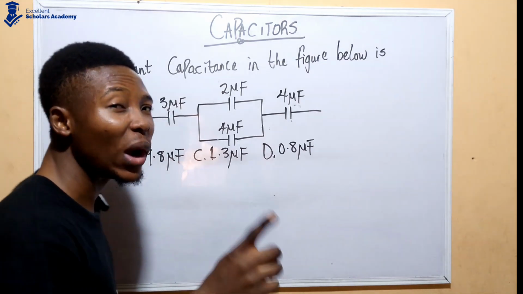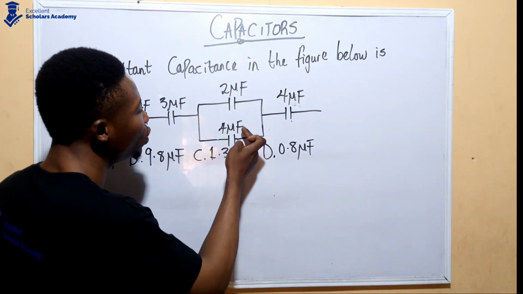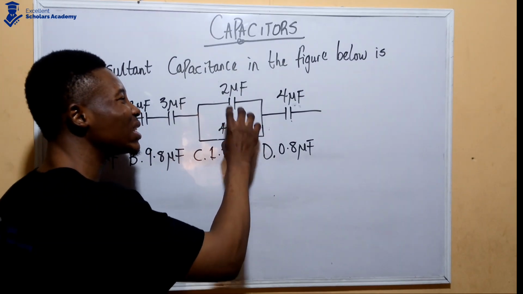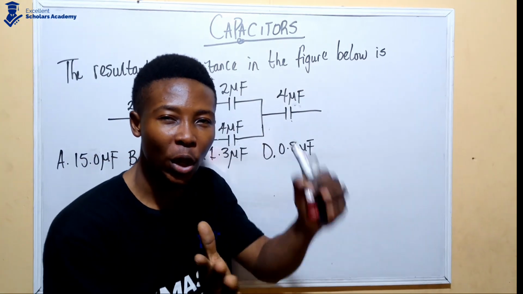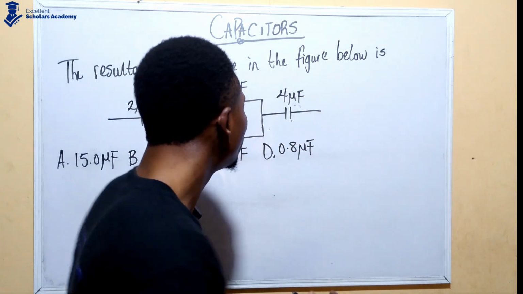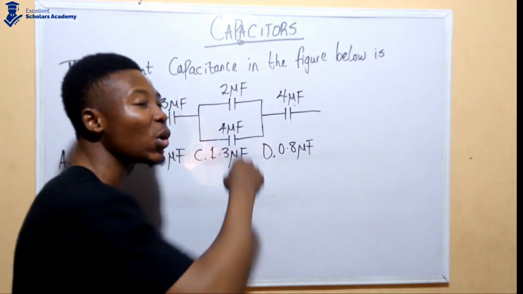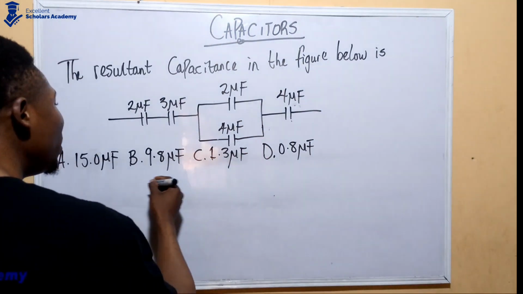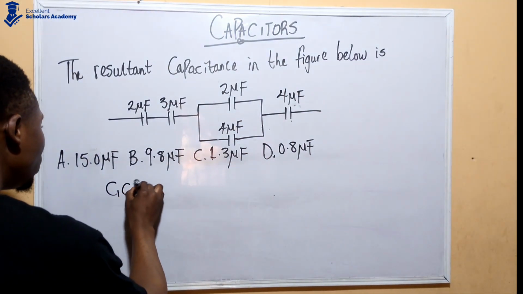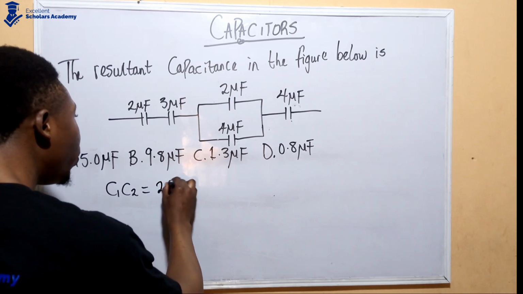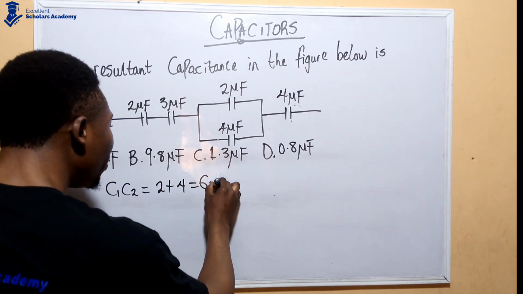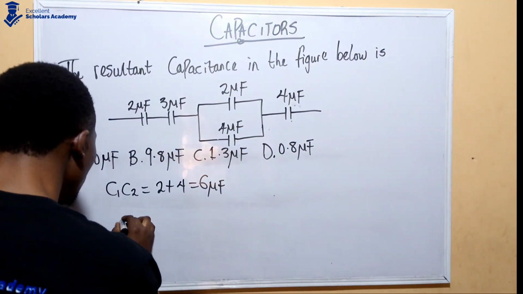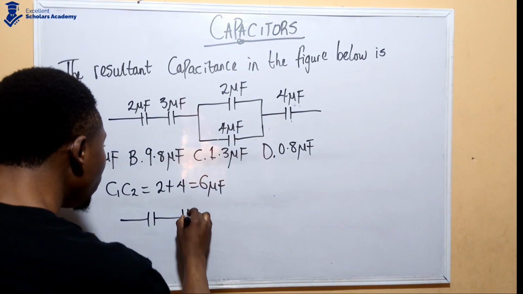Now the first thing we'll have to do is that these two, 2 microfarad and 4 microfarad capacitors, they are connected in parallel. So combine them. How do we do that? When capacitors are connected in parallel, we add them. So C1 plus C2 is going to be equal to 2 plus 4, which is going to give us 6 microfarad. Now the circuit reduces to this.